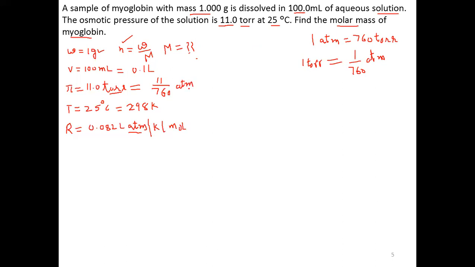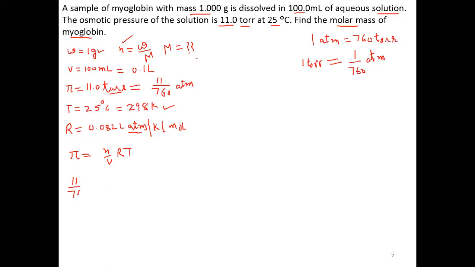Now all the units are okay. Pressure, osmotic pressure in atmosphere, volume in liter, number of moles we have, and temperature is 298 Kelvin. Now we just have to use this relation: pi is equal to n upon V into R T. What is pi? Pi is 11 by 760.